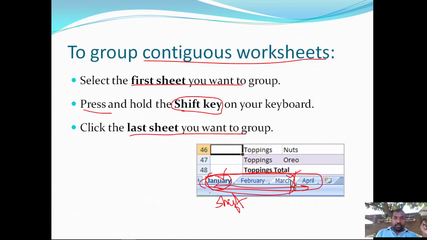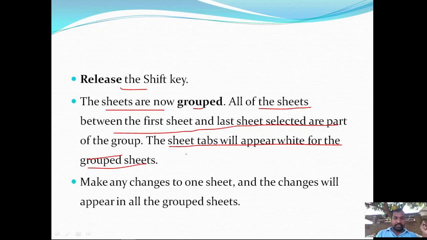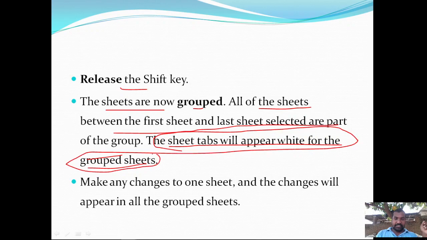After clicking the last sheet you want to group, release the shift key. The sheets are now grouped. All of the sheets between the first sheet and the last sheet selected are part of the group, and the sheet tabs will appear white for the grouped sheets. So this is the point you need to remember. Make any changes to one sheet, and the changes will appear in all other grouped sheets.